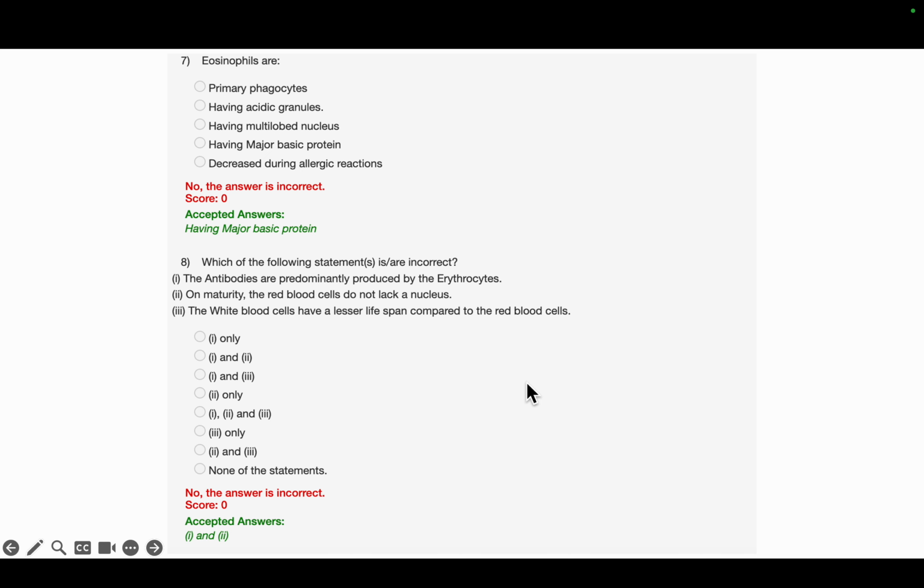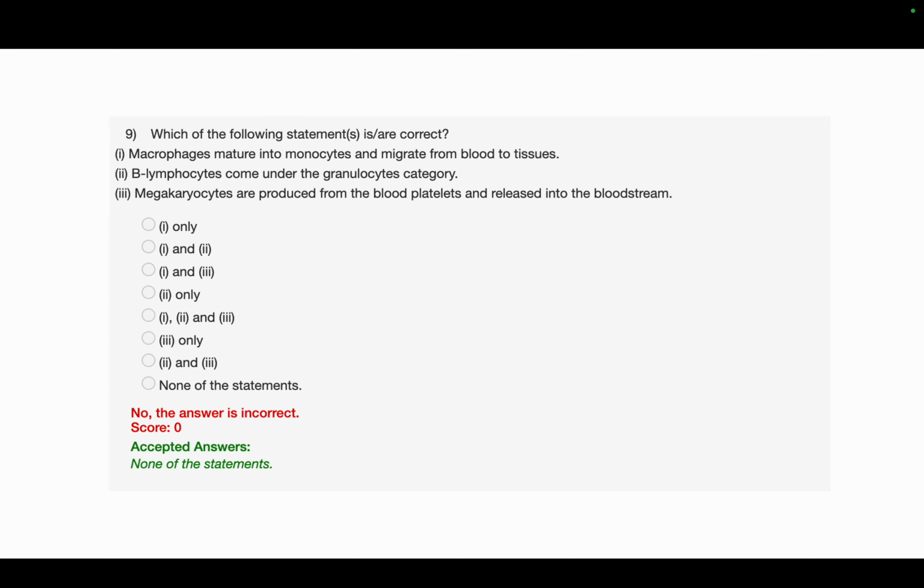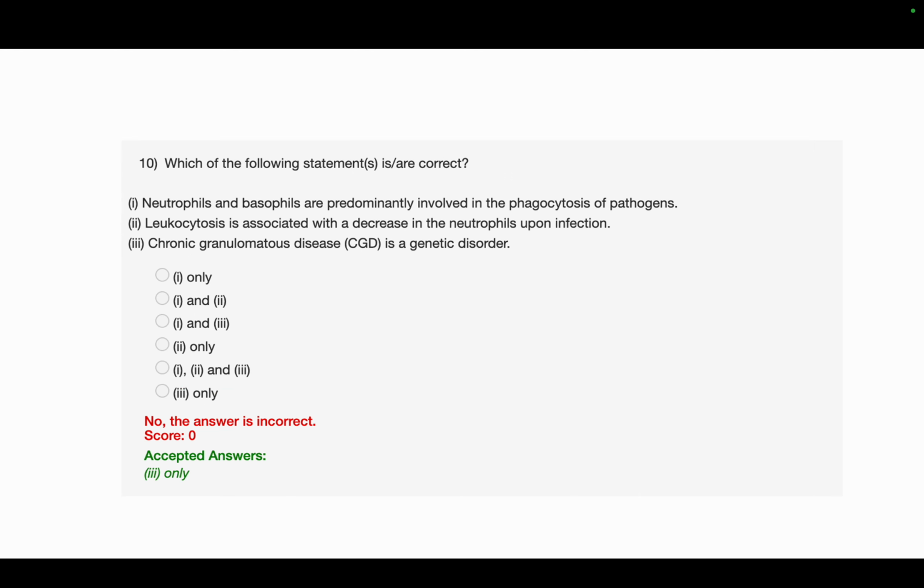Which of the following statements are correct? Macrophages mature into monocytes and migrate from blood to tissues. This is the other way around: monocytes mature to macrophages and migrate from blood to tissues. B lymphocytes come under the granulocyte category. False. Megakaryocytes are produced from the blood platelets and released into the bloodstream. This is also false.